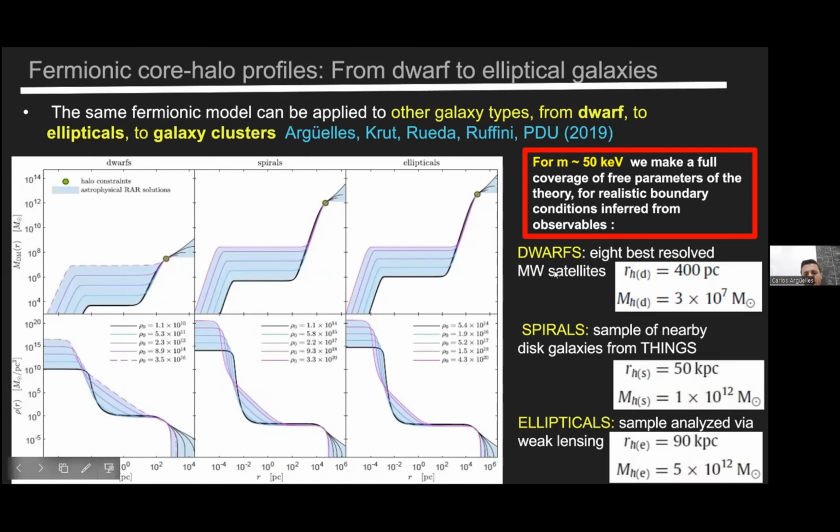Therefore, we have done this work taking data from the 8 best resolved stars from those galaxies in the Milky Way. So with a typical 10^7 at 400 parsec, and spirals and ellipticals of this value, you can see that the green dots in the upper panel correspond to these halo constraints, which are fixed. We solve this system of equations for these specific halo boundary conditions, and we wonder which are all the possible free parameter spaces of these fermions which are in agreement with these boundary conditions. So we have these families of solutions depicted in shaded light blue here.